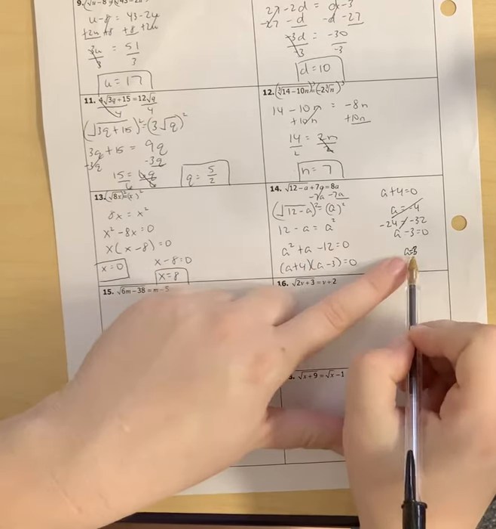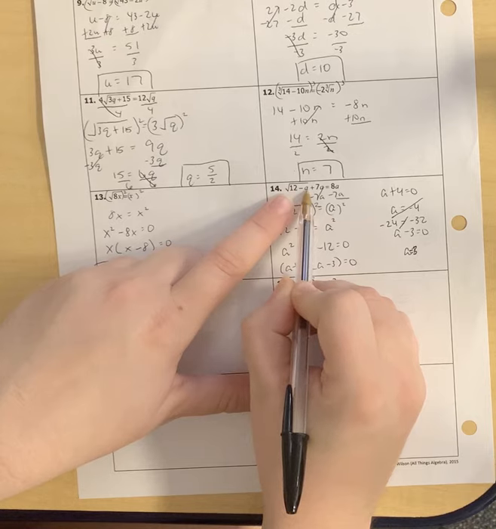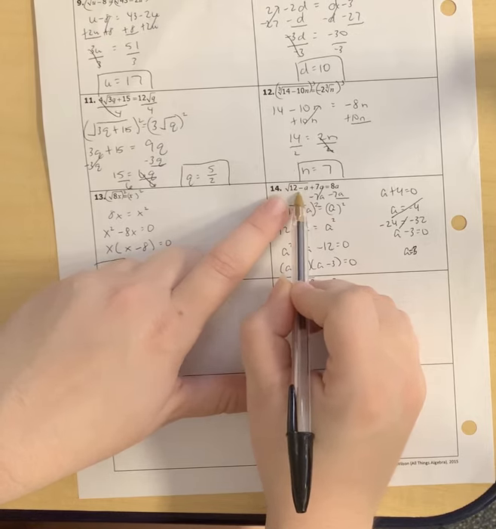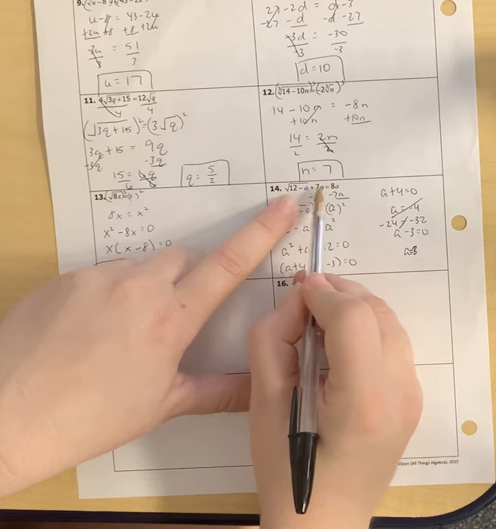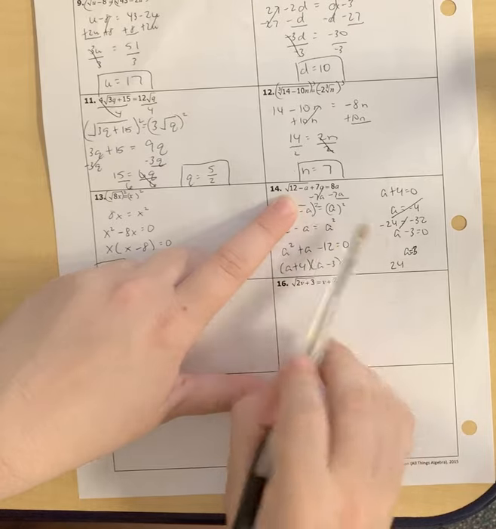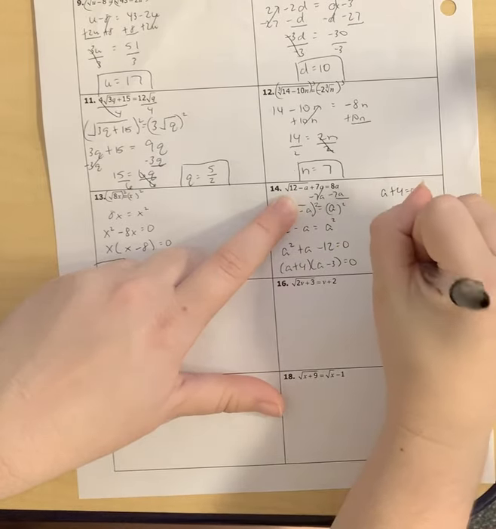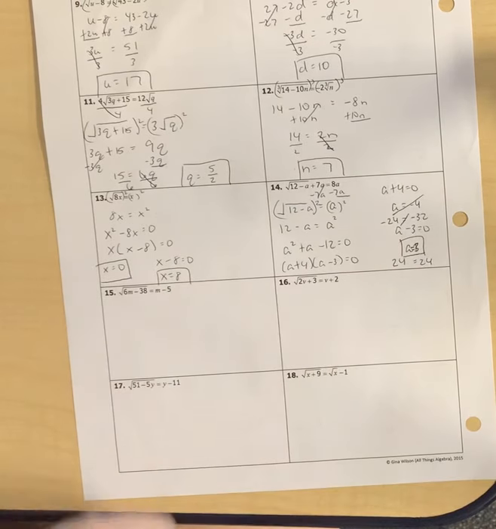Okay, now let's check the 3. So if you plug 3 in right here, it's 12 minus 3 is 9. The square root of 9 is 3. And then right here, you have 7 times 3 is 21. So that was 3 plus 21 is 24. On the other side, you have 8 times 3 is 24. So this works. So this is going to be your answer. A equals 3 is going to work.